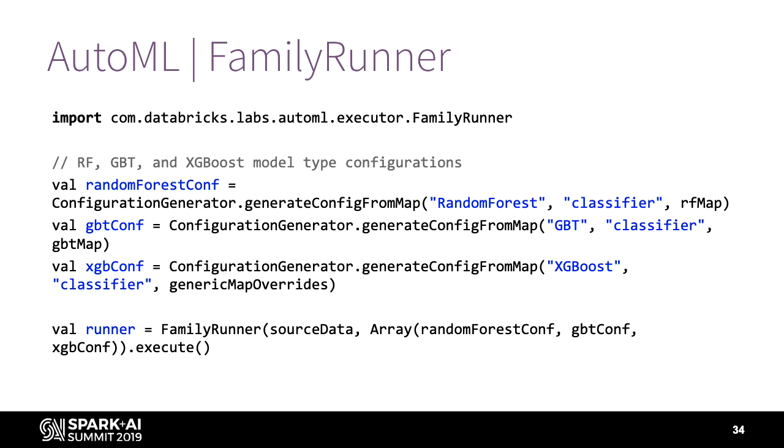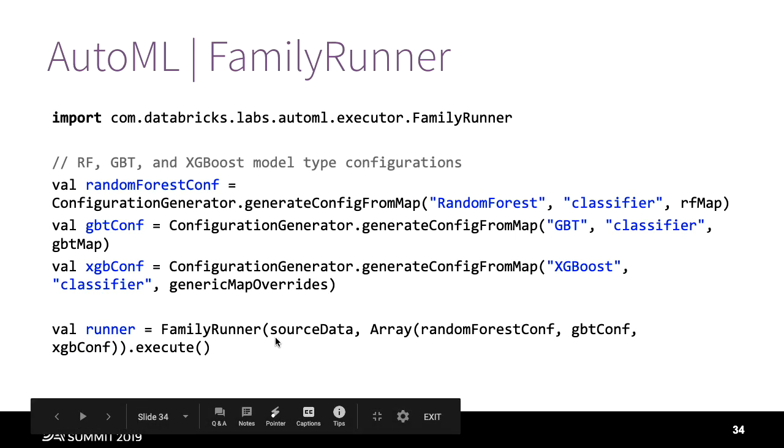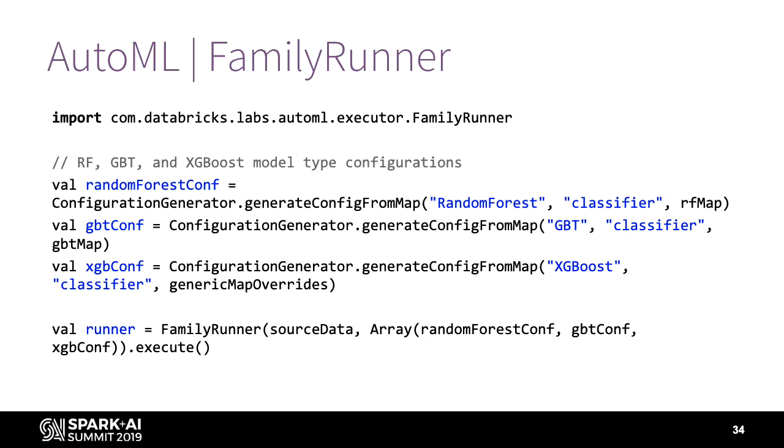You can set up all of your configs for your 3 different families of models, and then use the family runner to execute on your source data and pass through the array of varying configs, the config for your random forest, the config for your GBT, and the config for your XGBoost model, and it will run all those in parallel. It works the same way under the hood as the automation runner, except now you're running 3 model families instead of 1. So time is obviously going to be increased, but the process that took 3 times as long before doesn't take 3 times as long from a code perspective. We're able to condense lines and lines of code into just a few.